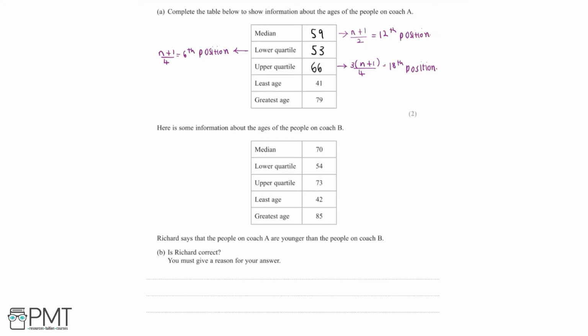Well, 59 is less than 70, which means that the median value on coach A is younger than the median value on coach B. Richard says that the people on coach A are younger than the people on coach B. Well, since 59 is less than 70, we can say that Richard is correct.